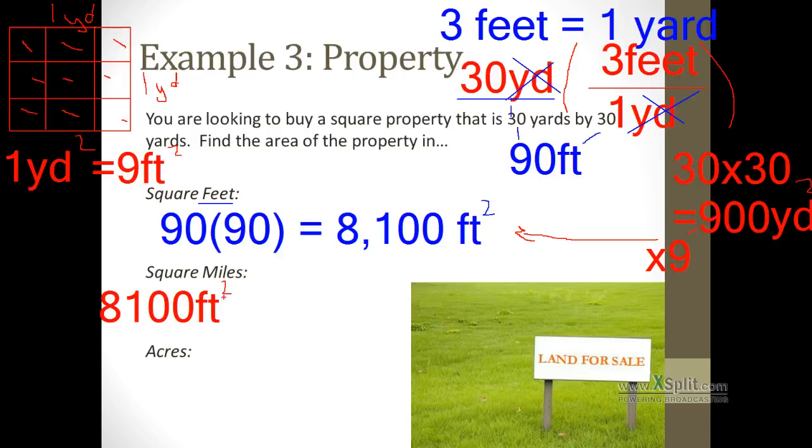Square feet is another way of writing feet squared. I know it's going to sound a little goofy, but it's just feet. Anything squared is it times itself. This is 8,100 square feet.